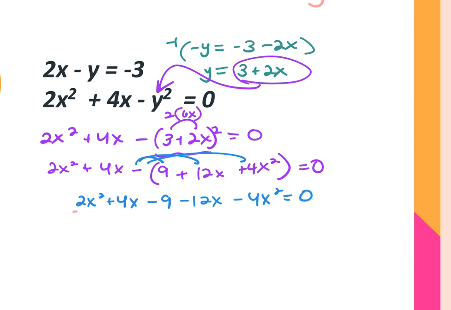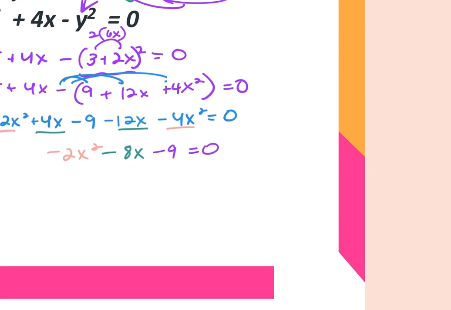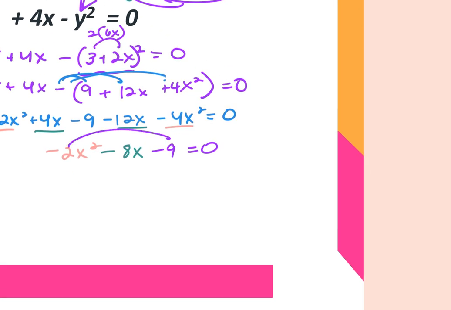And now I'm going to combine my like terms. So negative 2x squared minus 8x minus 9 equals 0. Then I'm going to multiply negative 2 times negative 9, which is a positive 18. Are there factors of positive 18 that sum to negative 8? No, which means quadratic formula again. A equals negative 2, B equals negative 8, C equals negative 9.